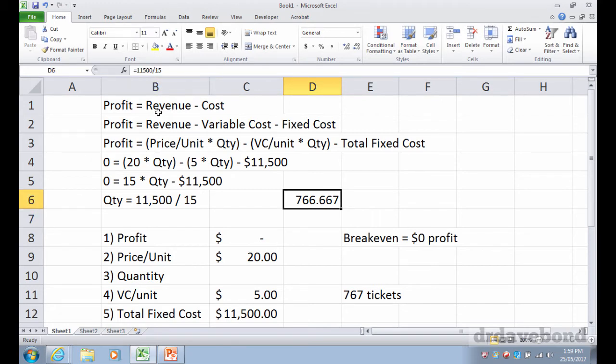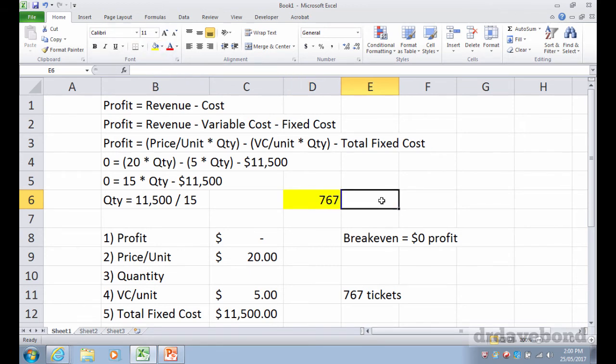Now, 766.6, you can't sell a portion of a unit. You have to sell a full ticket. And you've got to round up. You always have to round up, even if it's 0.1. You round up because if you round it down, you will make a small loss. So always round up. There we go. All right. So 767.